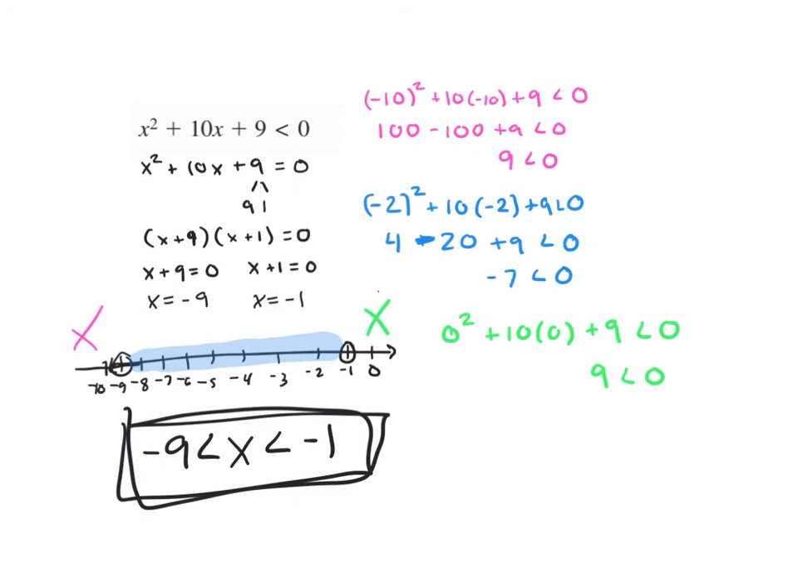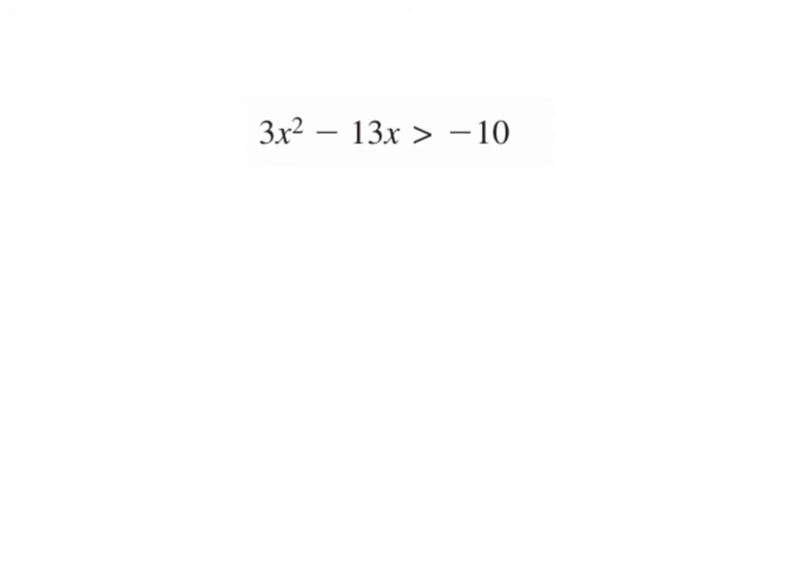Any questions here? All right, we have one more example just like this one. Ready for the next? Okay. What should we do first here? Move the 10. We always want it to be our inequality and then 0. We want 0 on one side of our equation, so we're going to move the 10. So we have 3x squared minus 13x plus 10 is greater than 0.